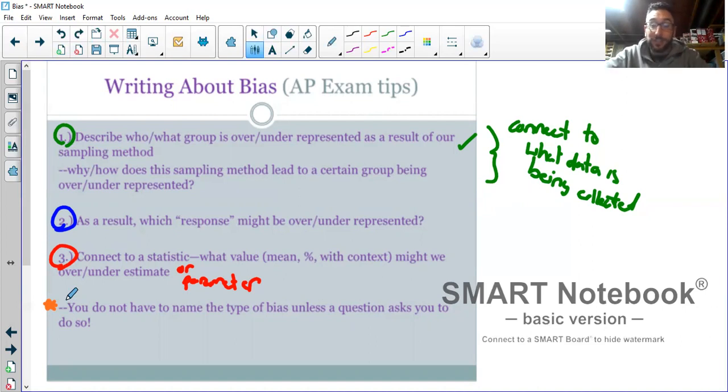The only time you have to do that is if a question says name the bias, which at least from what I've seen is much less common. So that's an important thing to keep in mind. That's it for the generic notes.